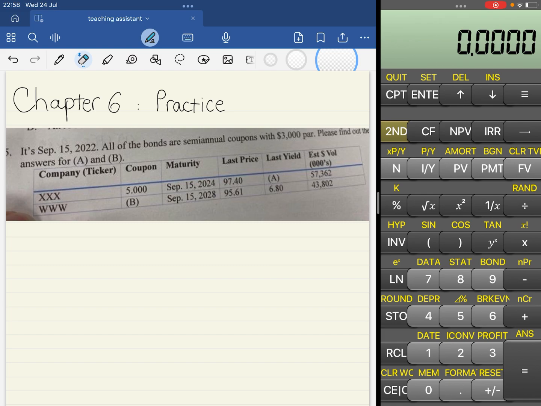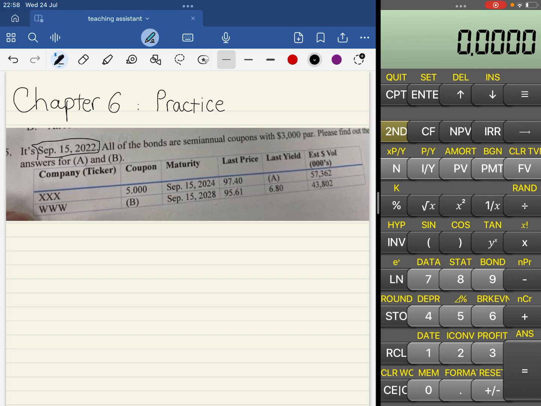All of the bonds are semi-annual coupons with $3,000 par. Please find out the answer for A and B. So we have to answer two questions, question A and question B. First step, let's analyze all the numbers that appear in the question. So we know that our timeline will start from September 15, 2022.